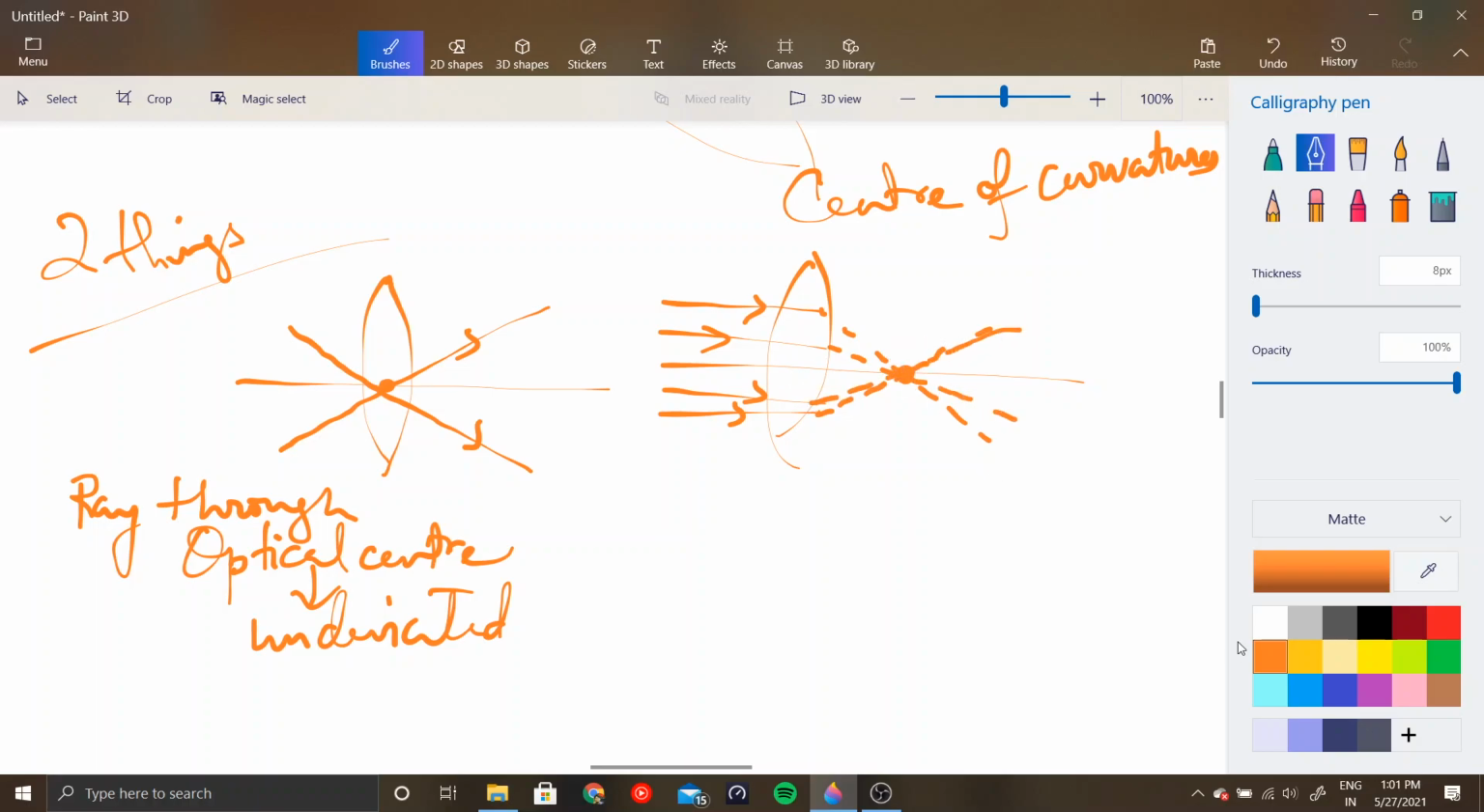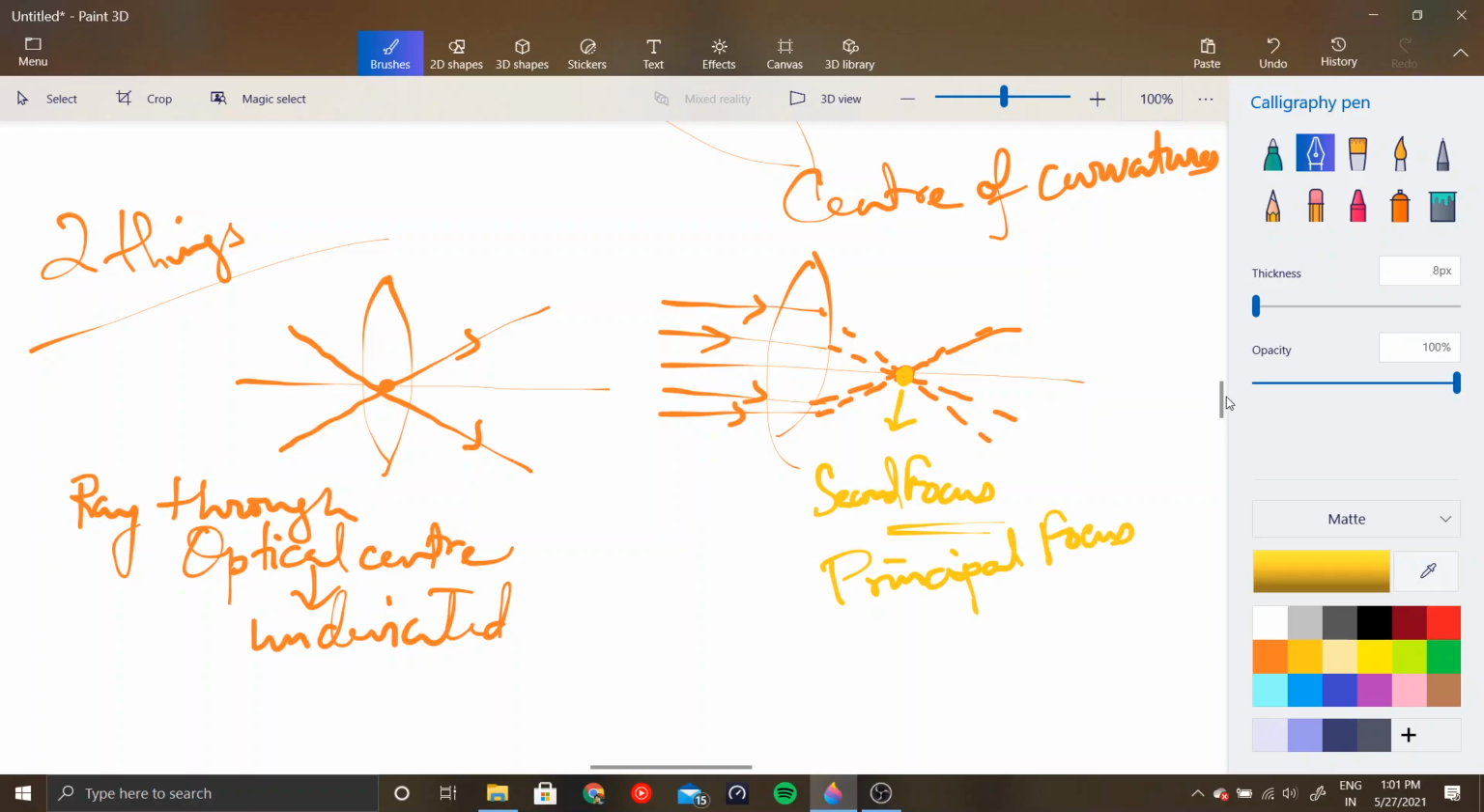This point right here is called the focus. Why is it called the focus? Because all the rays that are parallel to the principal axis are focused after passing through the lens. So we call this the second focus or the principal focus. Why do we call this a second focus? We'll come to this.